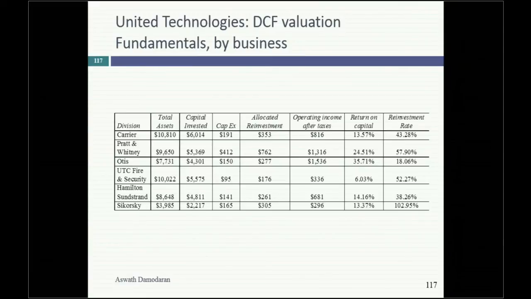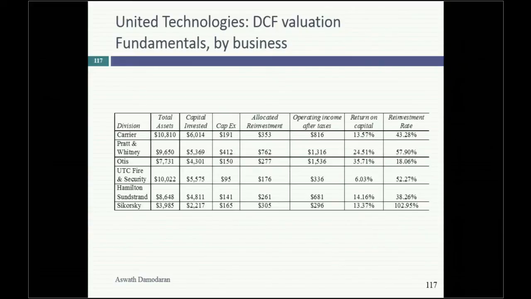I had to make some judgment calls about where to put it, because they gave me total assets, they didn't give me invested capital, but I made the proportionate adjustment. So there are my returns on capital by business. Otis, the return on capital is almost 36%. Fire and security, the return on capital is about 6%.